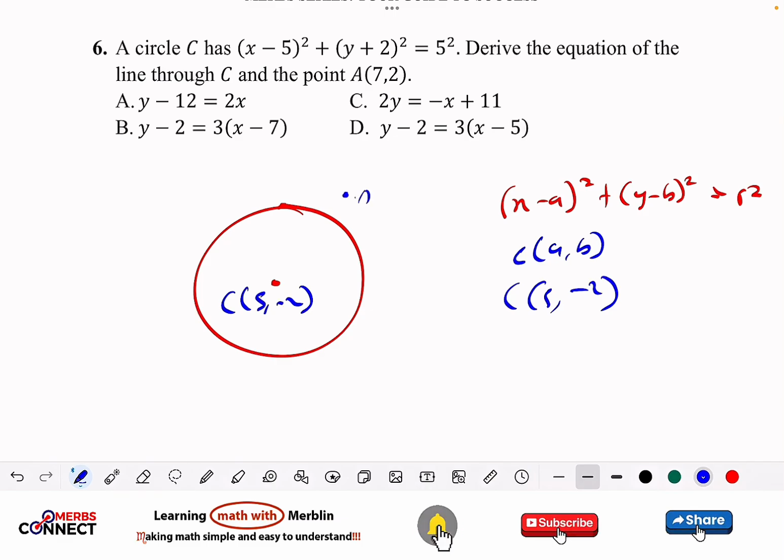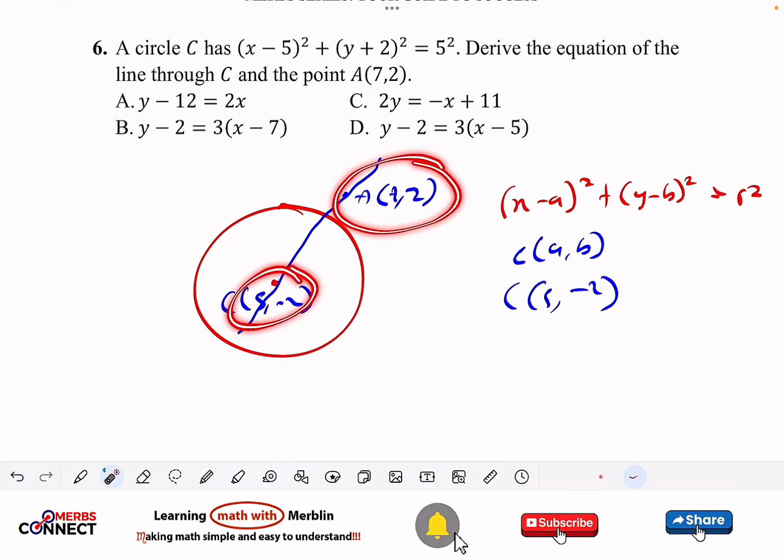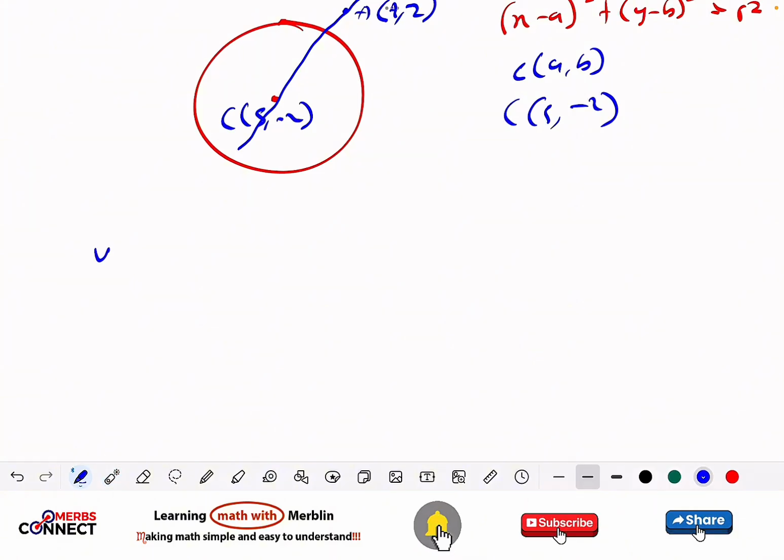So let me just put the point somewhere here. It can be anywhere, right? And 2. Now we are finding the equation of the line which passes through the center and that point. Since we have 2 points, we can find the slope and then we just find the equation of the line. Remember, the equation of the line is y minus y1 equals m times (x minus x1).